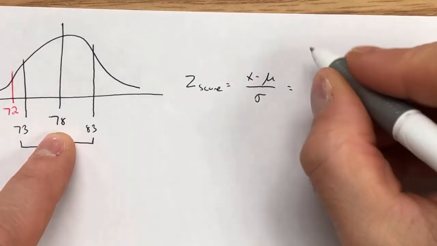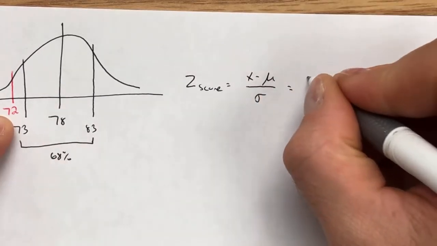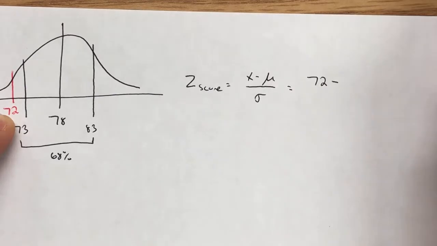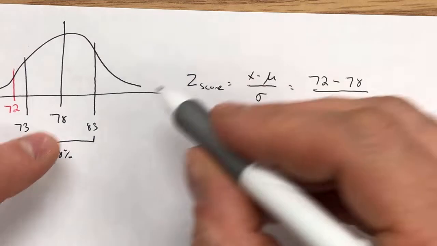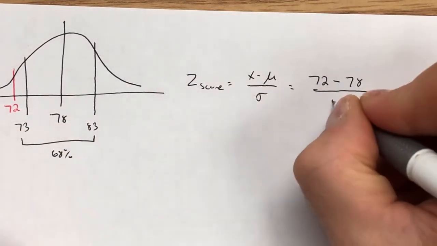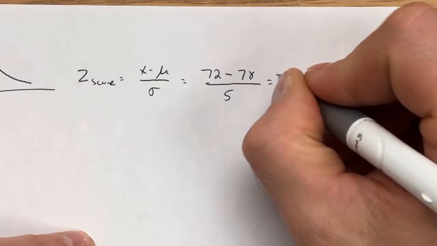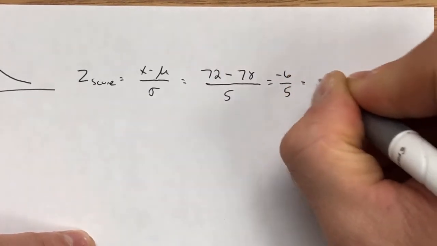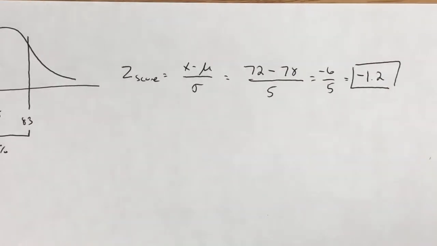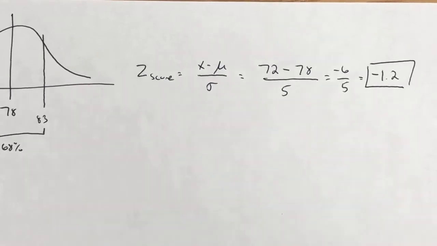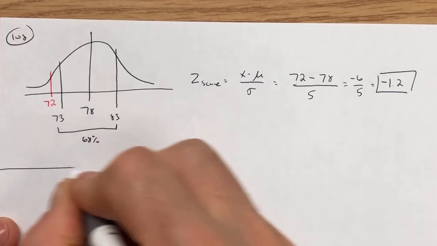Actually, our x is not the mean. Our x is our data point, which is 72, minus mu, which is our mean of 78, all over the standard deviation, which we said was 5. So 72 minus 78 over 5 is negative 6/5, which is negative 1.2. Our z-score for that score, given that deviation, is negative 1.2. Perfect. That was number 108.